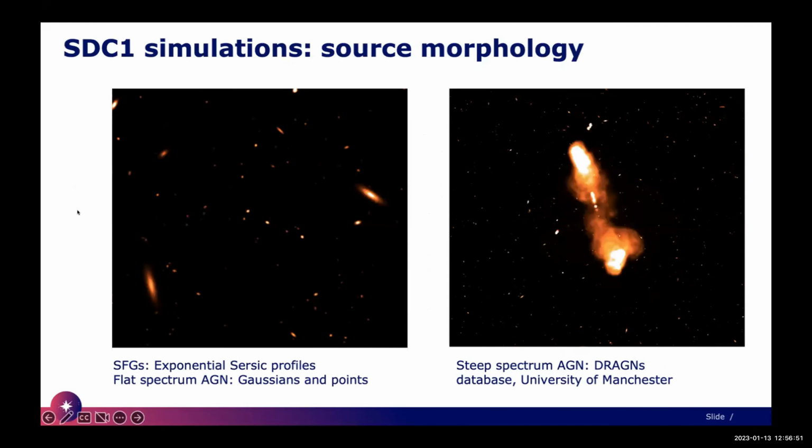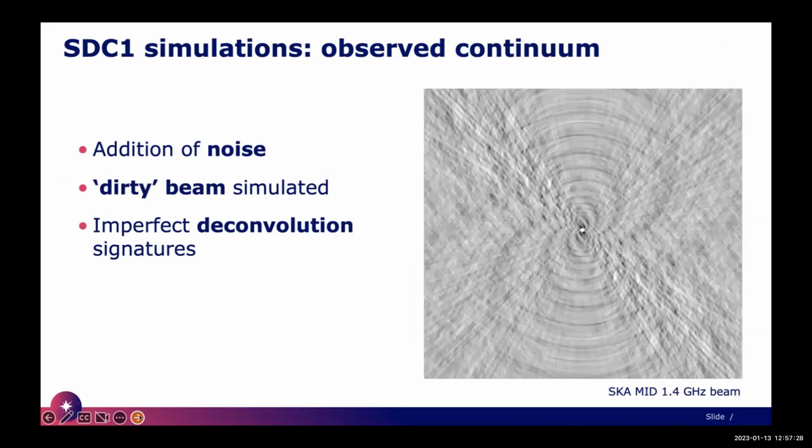So we take that catalogue, and for each object in the catalogue, we produce a source morphology. I will just check, can you still hear me okay? Yes, it's all right. Oh, that's fantastic, thank you. For star-forming galaxies, we model a Sérsic profile, an exponential Sérsic profile. For flat spectrum AGN, we model Gaussians and points. But for our steep spectrum sources, we take actual real images from the DRAGONS database, and we use those to create postage stamps to put in the images.